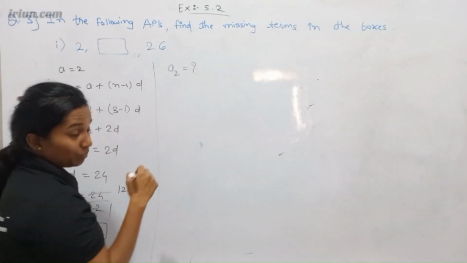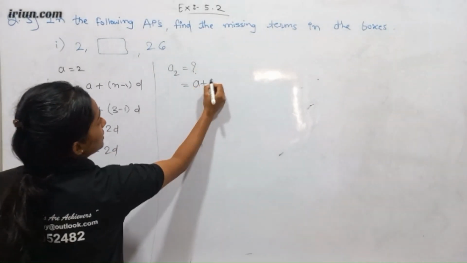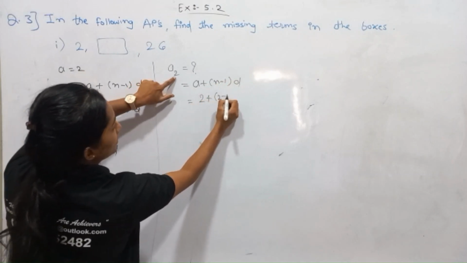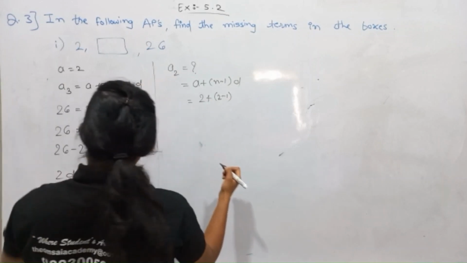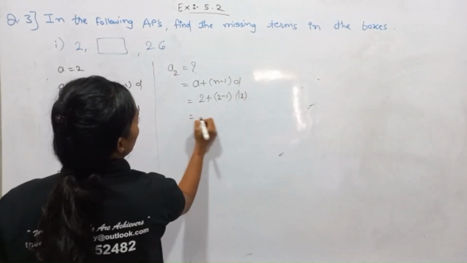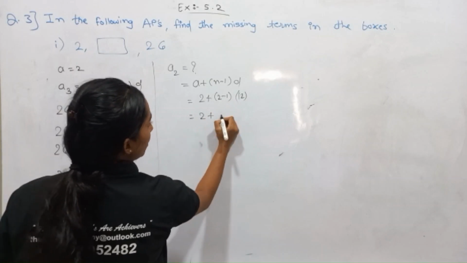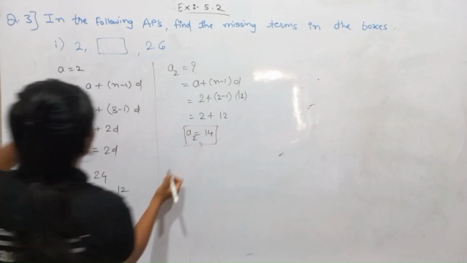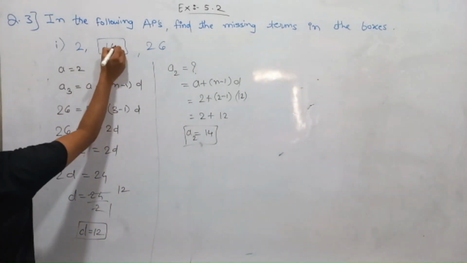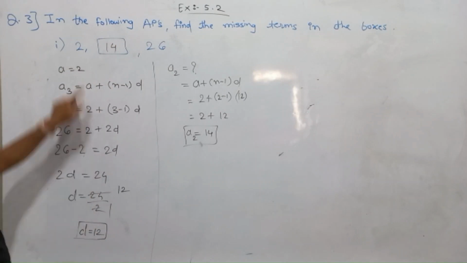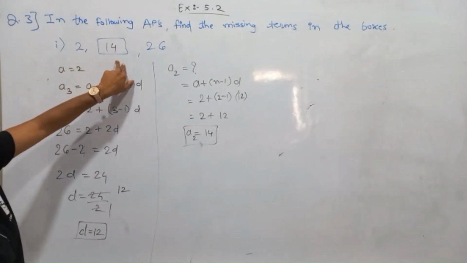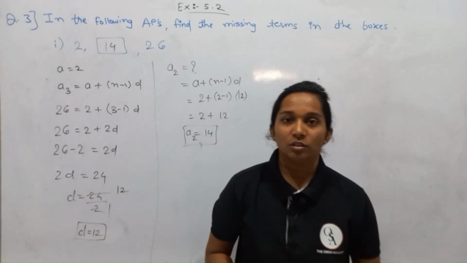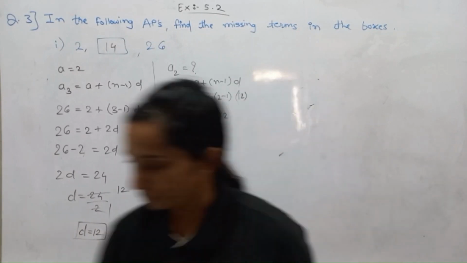I have to find it out. So here, A plus (n minus 1) d. A is nothing but 2, my n is the second term, so I am going to substitute 2 minus 1, and d is 12, which I got. Okay, so 2 plus (2 minus 1), 1 into 12 is 12, and this is nothing but 14. So my A2, my second term, is 14. Anyway, 2 plus 12 is 14, 14 plus 12 is 26, and the answer is correct. Okay, you got it. So we'll move ahead towards the second question.